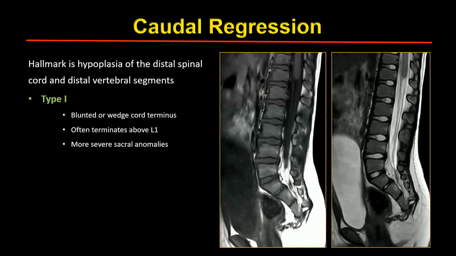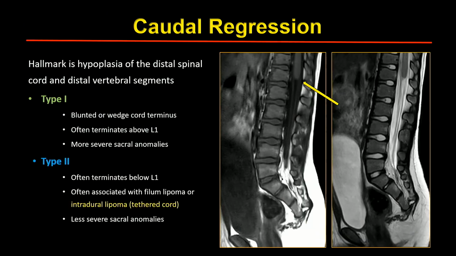Just like diastematomyelia or split cord malformation, they're divided into 2 different types. The type 1 has this classic blunted or wedge-shaped or cigar-shaped cord, which usually terminates higher up at T12, T11 level, usually above L1, and these patients have more extensive vertebral anomalies. In type 2, the cord is still hypoplastic, but usually terminates below L1, and these patients have higher incidence of spinal lipoma, and then they're always tethered, and they have higher incidence of tethered symptoms, but they have less sacral anomalies.